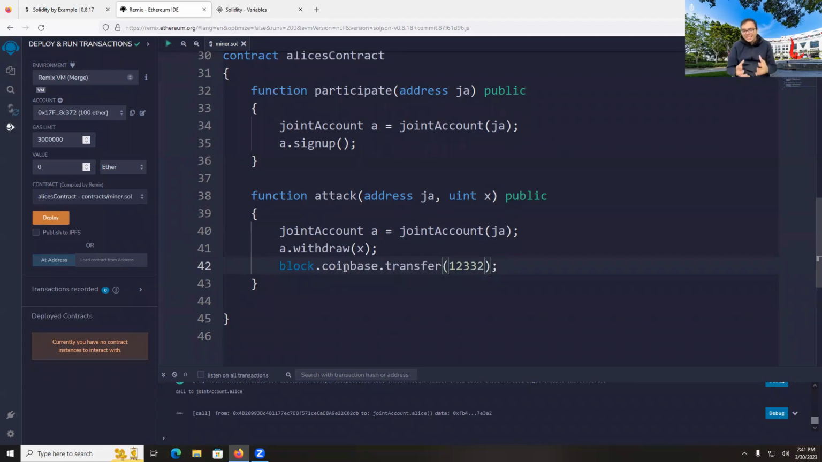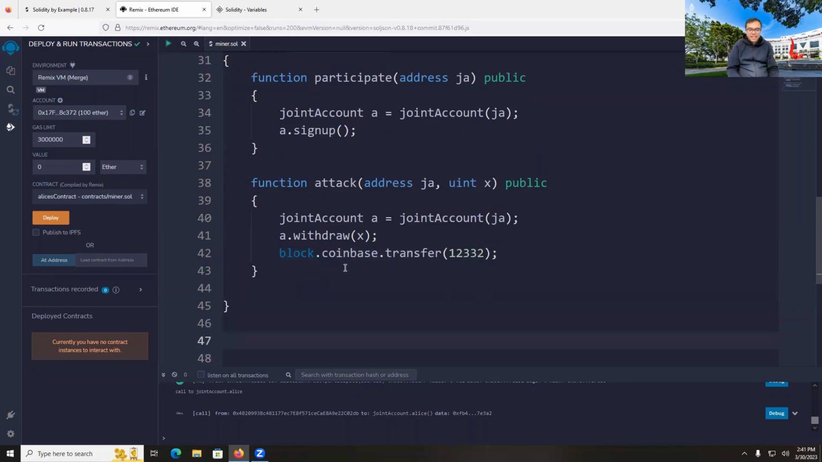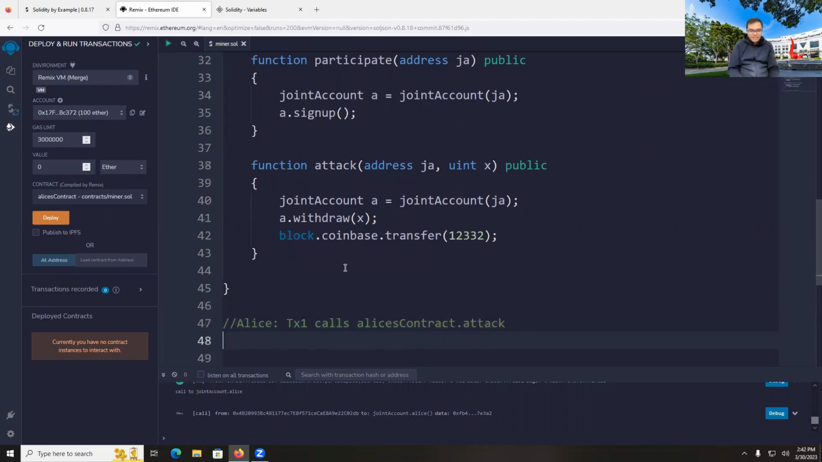So now, again, in this case, if there are two different transactions, one transaction is from Alice. She's creating a transaction one that is calling Alice's contract.attack. And then there is Bob who's making a transaction that is calling joint account.withdraw, right? The miner will always prefer to put Alice's transaction first because that's the transaction that is going to pay the miner.